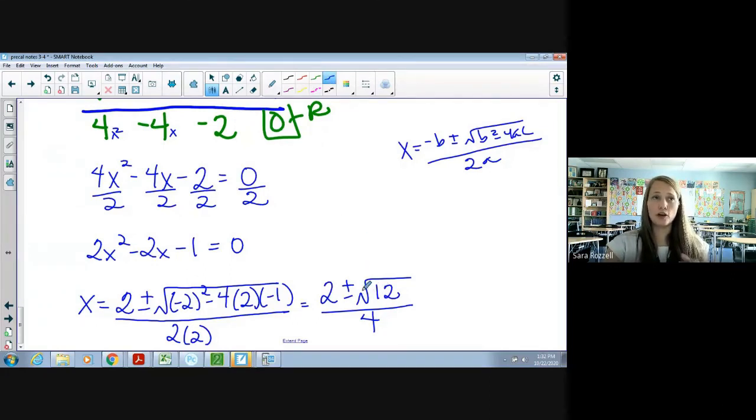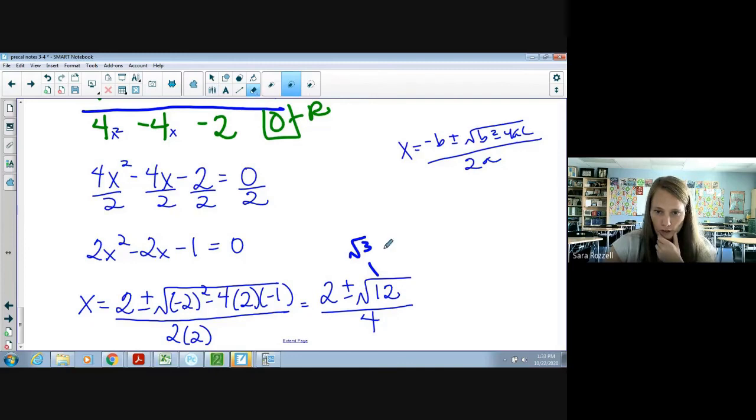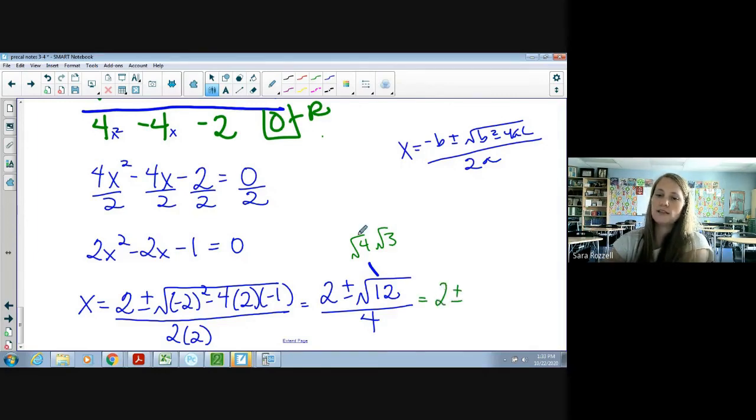So I want to make sure we all remember and know how to simplify in the quadratic formula form. Is there a perfect square that lives in 12? 4, right? This is the same as root 4. I meant to write a 4. There we go. So this is root 4 times root 3. Okay. So we have 2 plus or minus, the square root of 4 is 2 over 4.